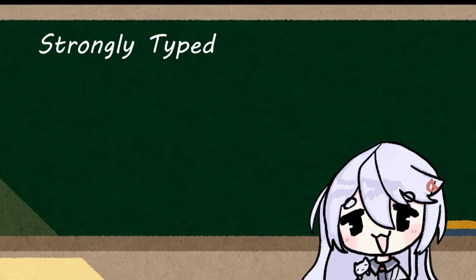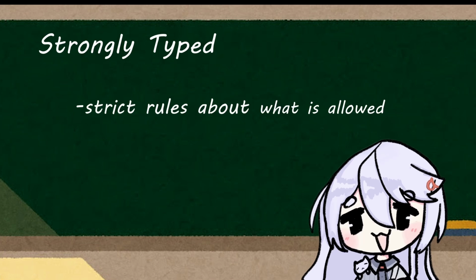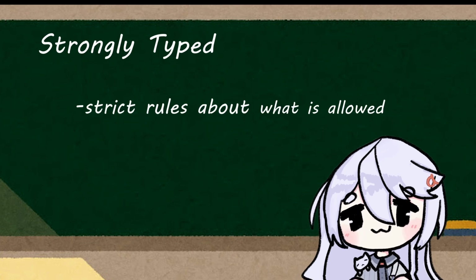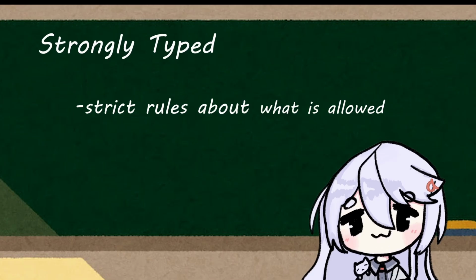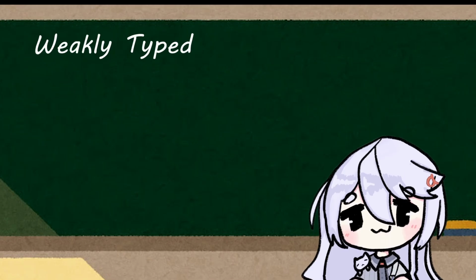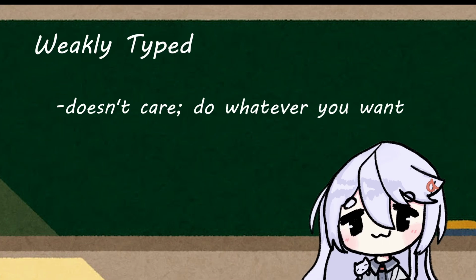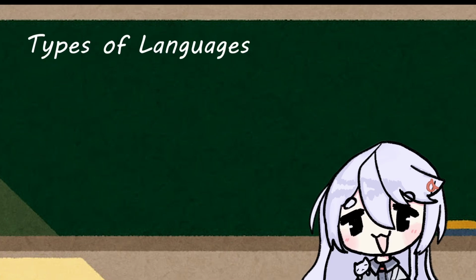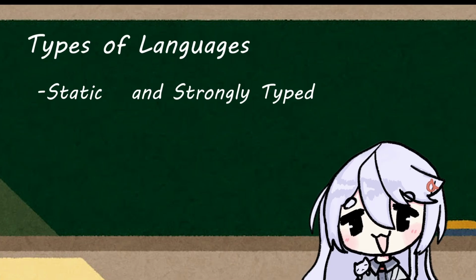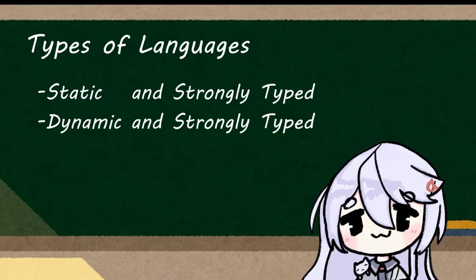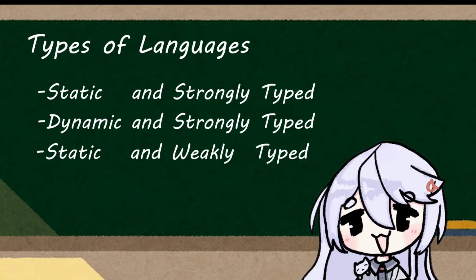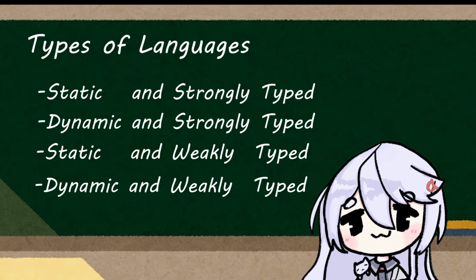Strongly typed languages have strict rules about what you can and can't do with certain types of data. Weakly typed languages don't really care. It has full trust that you know exactly what you're doing. Because of this, we have languages that are static and strongly typed, dynamic and strongly typed, static and weakly typed, and dynamic and weakly typed.